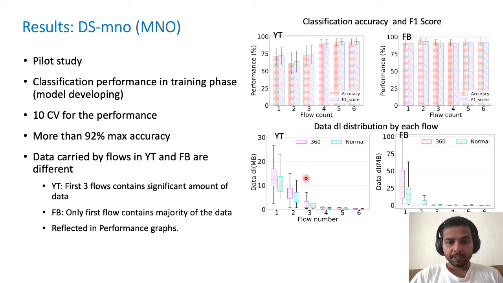When we analyze the data downloaded by both platforms, we see that for YouTube, up to the third or fourth flows, there is a noticeable amount of data transmitted, and it is reflected in this performance graph as well. We need at least 4 flows to get the maximum accuracy for YouTube. But for Facebook, having only 1 flow, we can achieve the maximum accuracy level, because the majority of the data is streamed using only the first flow in the Facebook case.